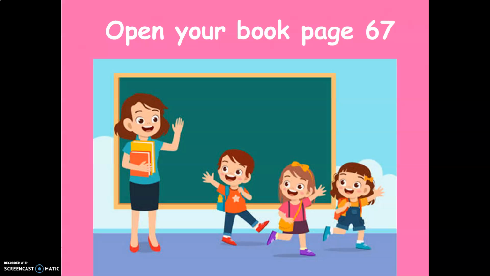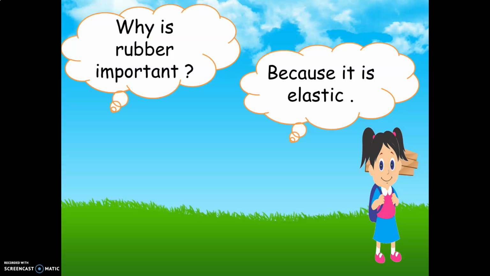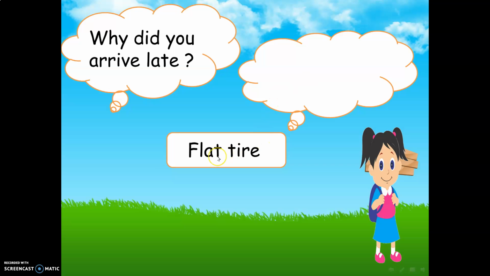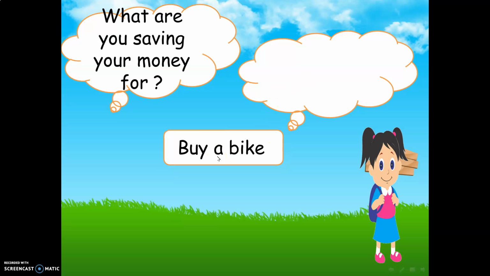Then, girls, you should open your book, page 67, and do the exercise, okay? Now, girls, why is rubber important? Because it is elastic. Why did you get a high grade? You should write here because I studied hard. Why did you arrive late? Because of the flat tire.